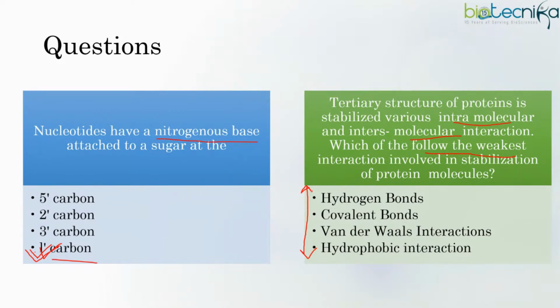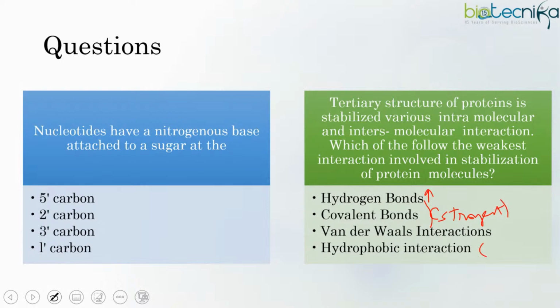So over here, the answer will be Van der Waals interaction, students. Not hydrogen bonds, because compared to Van der Waals interactions, hydrogen bonds are slightly stronger. Covalent bonds are the strongest. Remember that. And hydrophobic interactions play a major role in stabilizing tertiary structure. So over here, the answer will be Van der Waals. Yes, Jai Sai Ramya and Sriram, very good, correct answer.